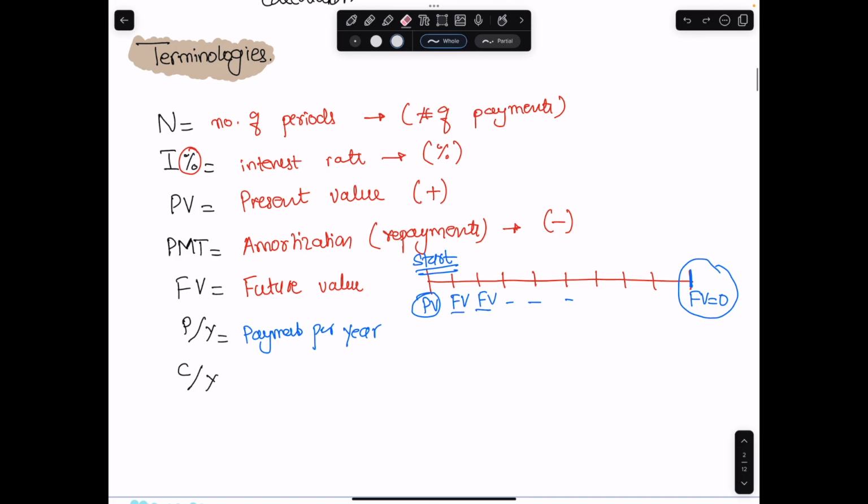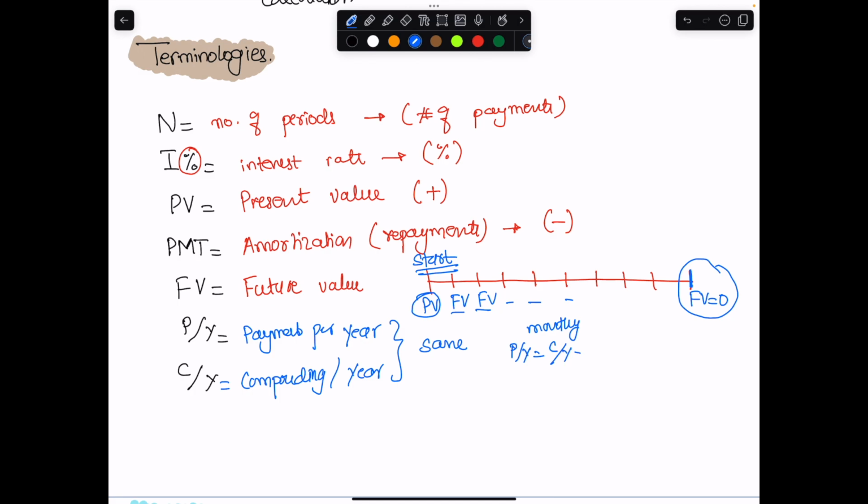And C over Y is basically compounding per year. So this is also the same thing, and always remember both of these will have the same value. So if you're doing monthly repayments, then P over Y and C over Y equal 12. If you are doing quarterly repayments, then P over Y equals C over Y equals 4. So this will depend upon the question, on how many repayments you're doing. This is a really important concept, because it's how you are going to use your financial calculators, and each of these terminologies will be vital to substitute values in your calculator and get your final results.